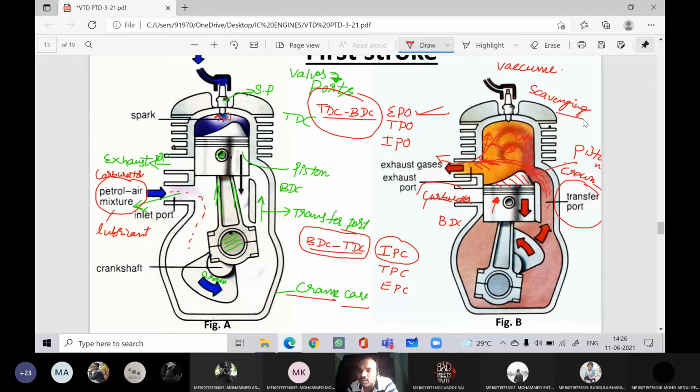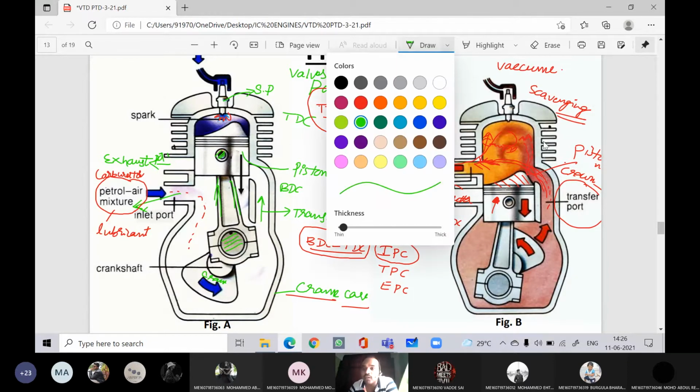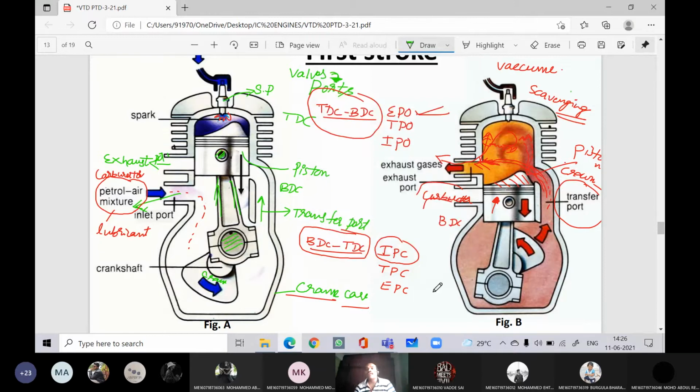Scavenging is the process of removing the burnt gases from the engine cylinder. Very, very important. The scavenging phenomenon is very, very important in the case of a two-stroke engine, because complete removal of the exhaust gases will not take place until the scavenging is completed.